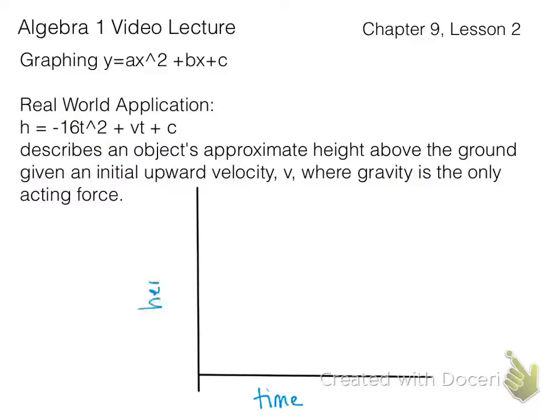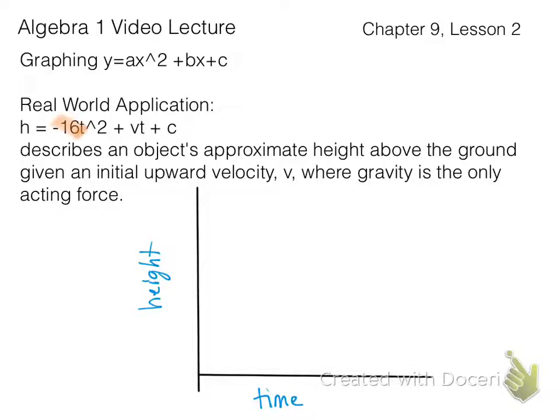Yay. Okay, so this is a real-world application problem. We can use the formula height is equal to negative 16t squared plus vt plus c to describe an object's approximate height above the ground given an initial upward velocity, which is v. So v is how fast it's traveling, where gravity is the only acting force. So again, we're not taking air resistance into account when we're doing this. It's kind of like what physics likes to do. They like to say, all right, in a perfect world where the only thing acting on this ball is gravity, go. So that's basically what we're doing. So gravity is basically this negative 16 thing.